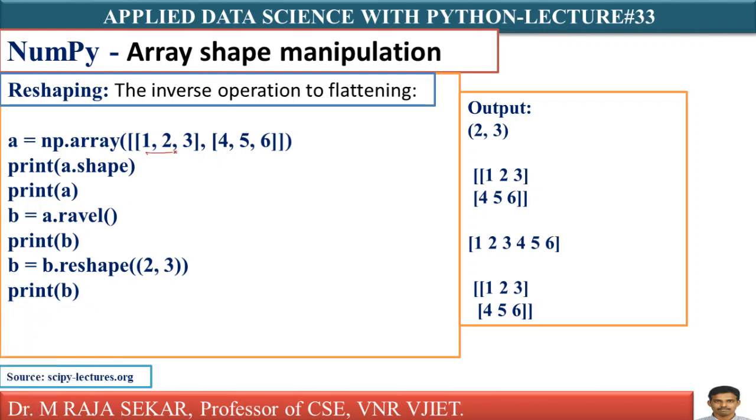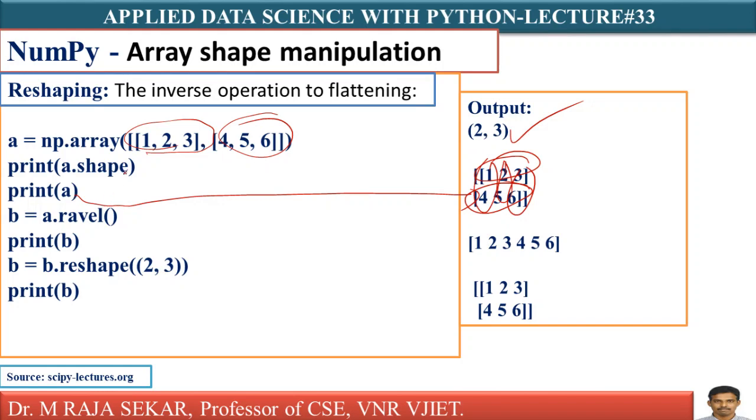Same story: 1 2 3 4 5 6. a.shape. What is the shape? Print a means this is the array. Print a.shape: shape means number of rows, comma, number of columns. How many rows are there? 2 rows. How many columns? 3 columns. That's what it says. Therefore, print a.shape means you will get 2 comma 3.